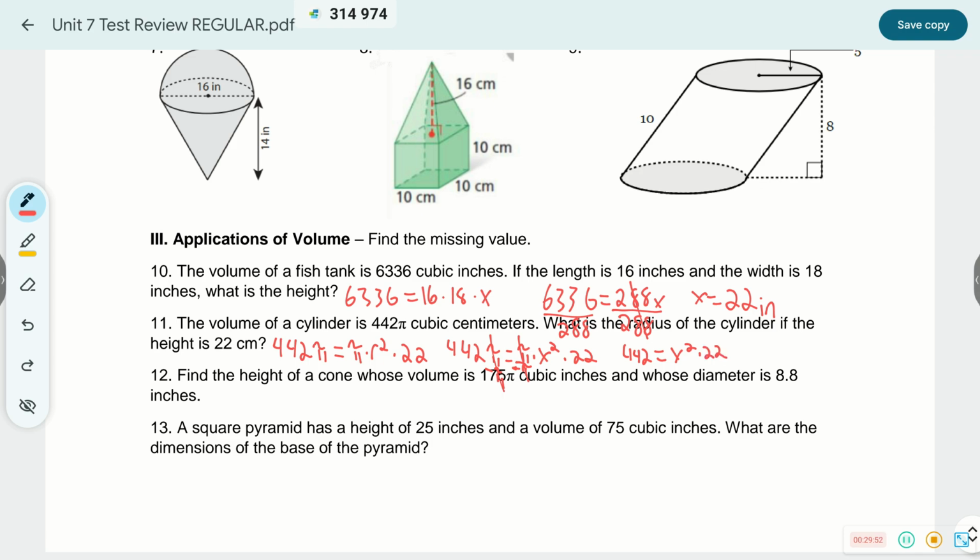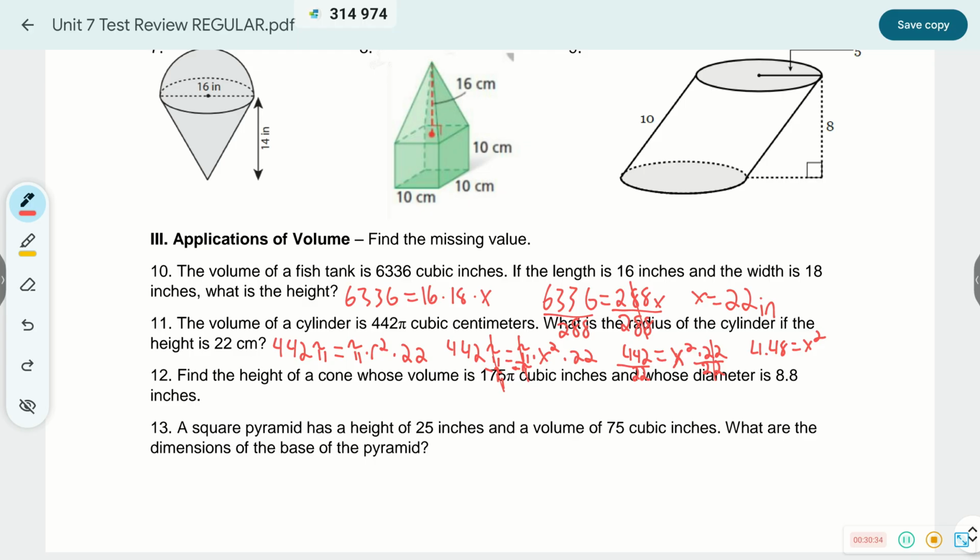Okay. How will we isolate the variable now? We have to cancel something. What do we have to get rid of to isolate our missing variable? We would have to divide by 22 to get rid of this 22 because it's multiplying by 22. So to cancel multiplication, we have to divide. Right, so this cancels. 442 divided by 22 is what?